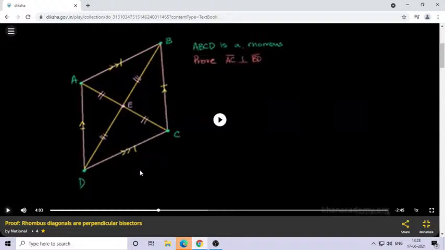Okay, sorry for that. Since it is a parallelogram, the diagonals bisect each other. That means this half and this half are equal. In the same way, AC is bisected by this point E. That means AE is equal to EC. So it is being divided into two halves.